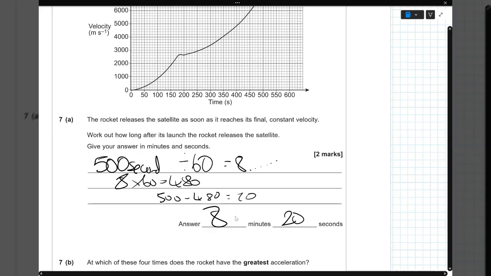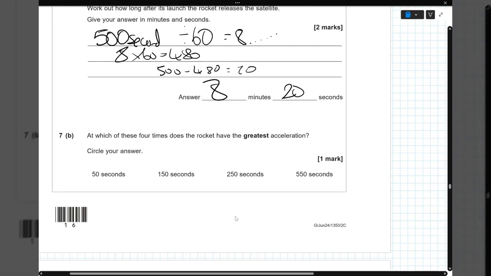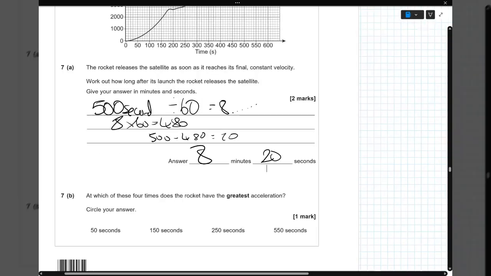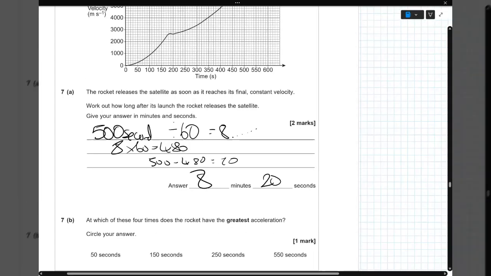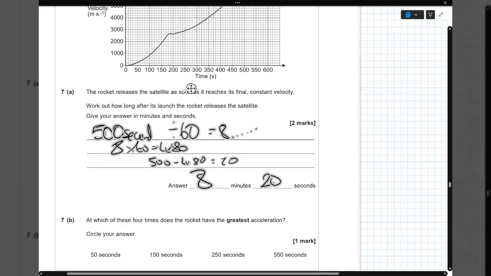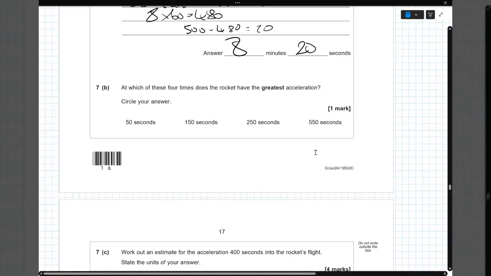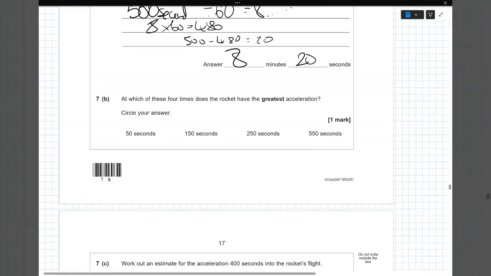Okay, we go to part B. So at which of those 4 times does the rocket have the greatest acceleration? Circle your answer. So at 50, it's not bad, but at 150, we can see that the graph is much steeper. So 150 is better than 50.